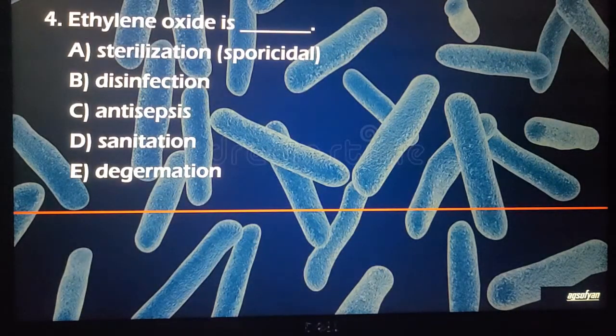Number 4, ethylene oxide is A. Sterilizations or sporicidal, B. Disinfection, C. Antisepsis, D. Sanitation, or E. Degermation. Choose your answer.